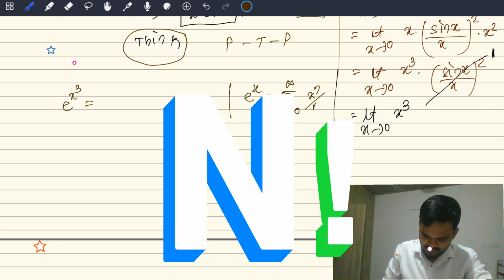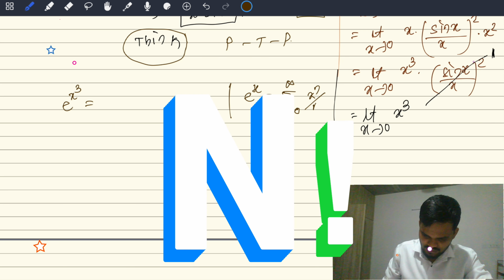So e to the power x cube becomes 1 plus x cube by 1 factorial. Then when I do the square, x cube square by 2 factorial plus dot dot dot. But this term becomes x power 6, right? But I need up to x cube. So this is nothing but 1 plus x cube plus the remaining terms, which I can write as order x to the power 6. I don't want this term.